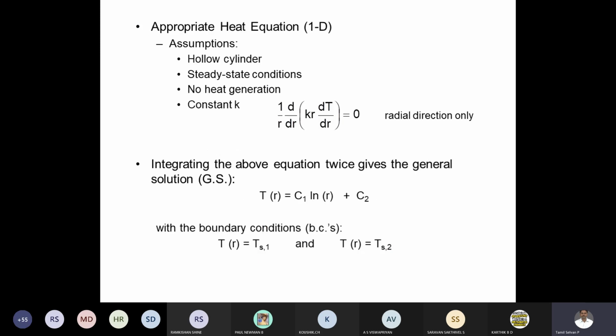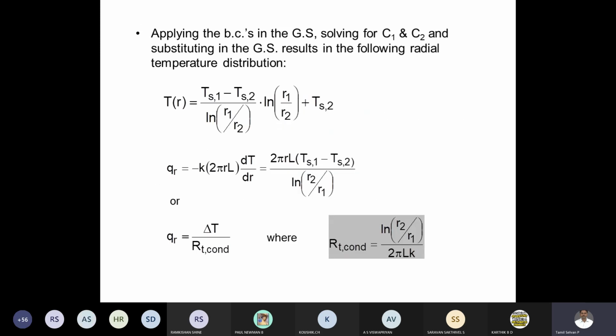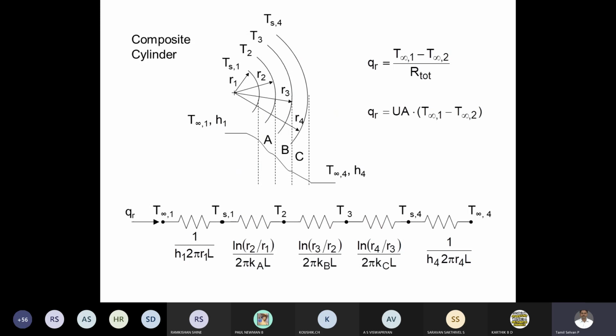These are some of the assumptions, and I have already told you in the last class how we get the conductive resistance. Thermal conductive resistance is the natural log of R2 by R1 divided by 2 pi L k. In the last class I discussed this, right? Am I correct or not?